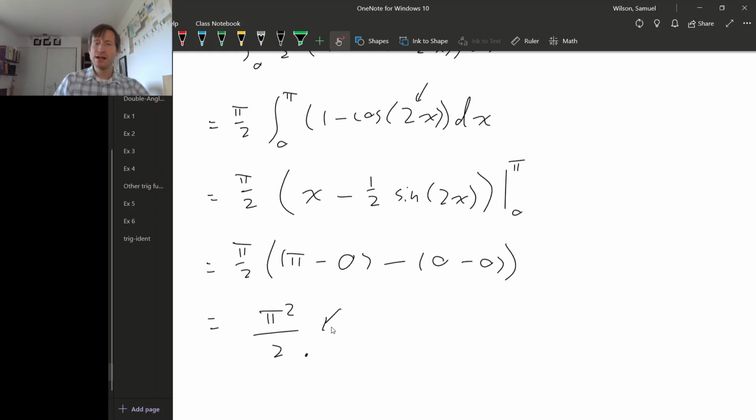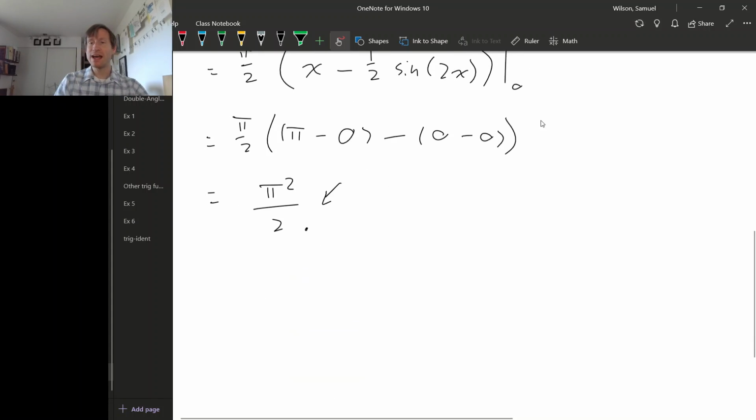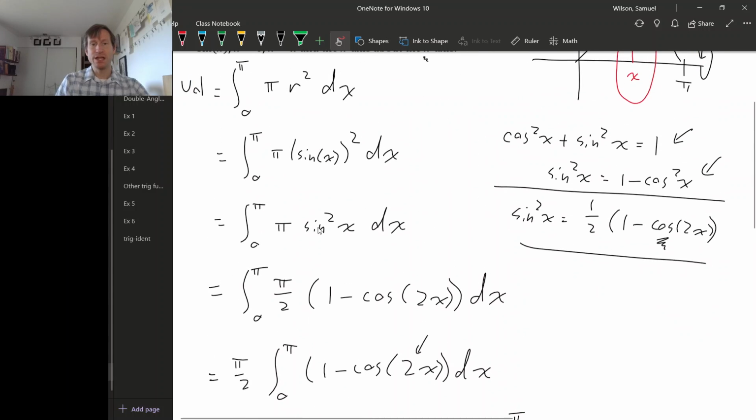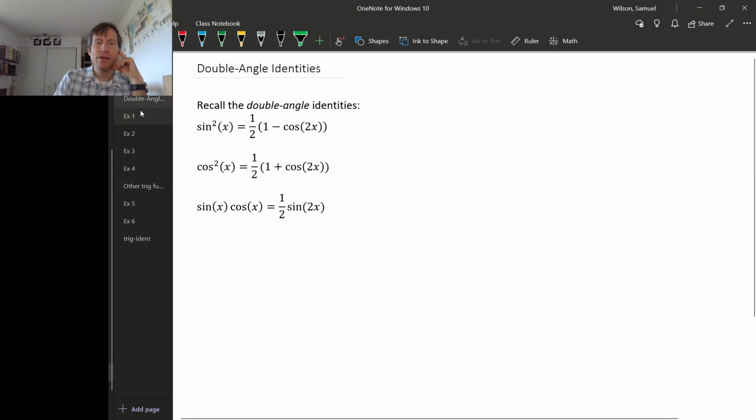All right, so we were able to compute that volume because we used this double angle identity right here to handle this power of sine. So you can imagine that if other trig functions showed up, we might need different double angle identities. So let's just review the double angle identities. There are 3 of them. There are identities for the other trig functions, but these are the ones that are common. These are the ones that are frequently used in situations where powers of trig functions come up.